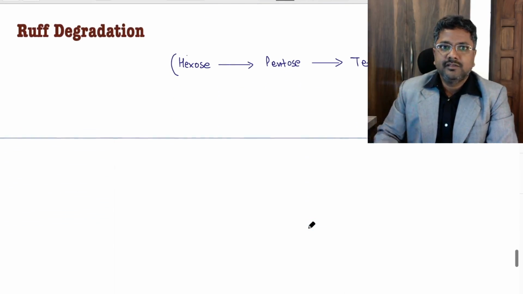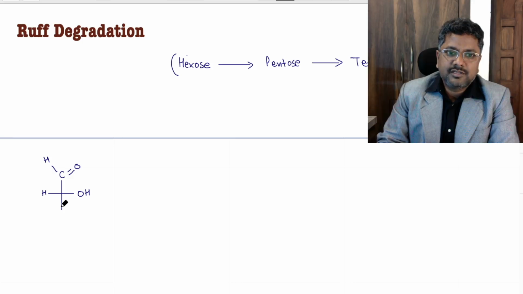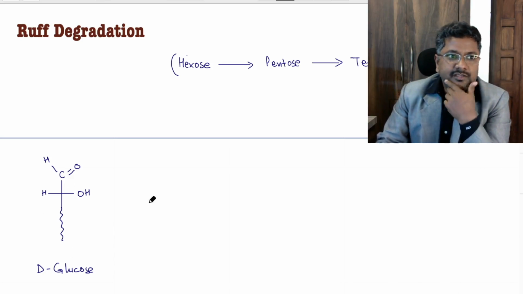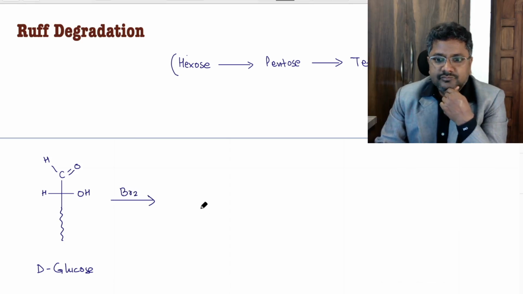Now see, suppose that we have this type of sugar, D-glucose. Suppose that we have this D-glucose, right? 6 carbon hexose. First, in this Ruff degradation, you treat this compound with bromine water.